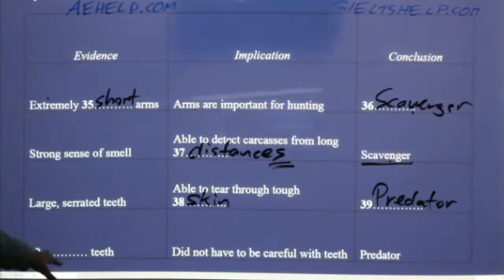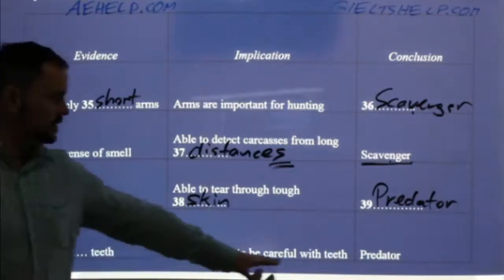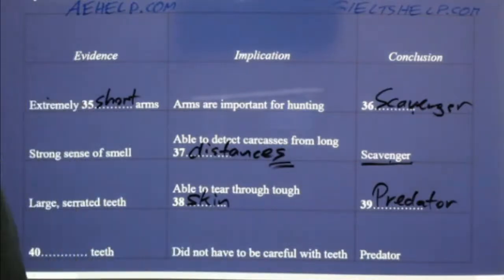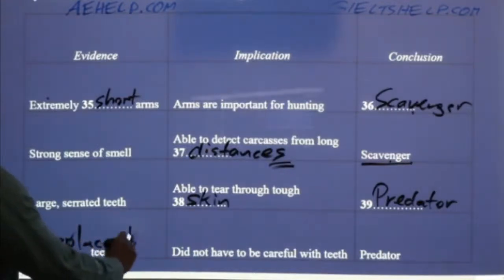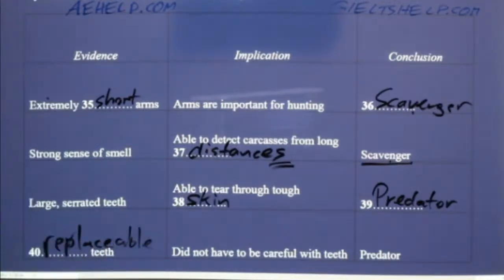It had some kind of teeth. There was something interesting about the T-Rex's teeth. Unlike humans, not just a couple sets, but the teeth kept going back time and time again. So it did not have to be careful with its teeth. It had replaceable teeth, yeah. Very good. Replaceable teeth. Very nice.